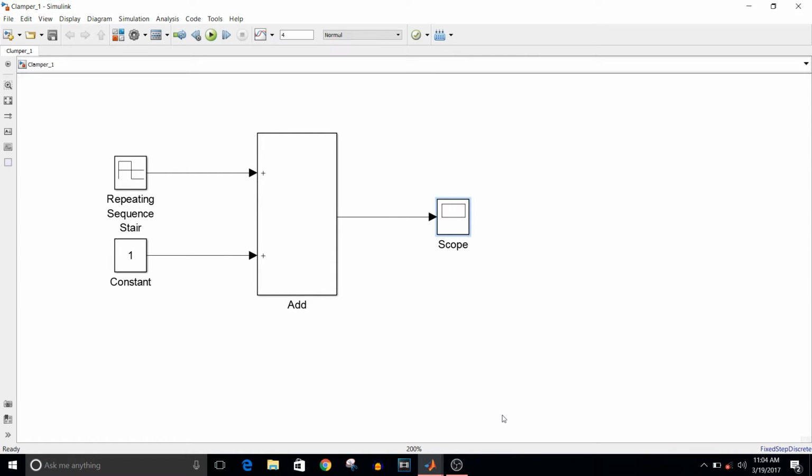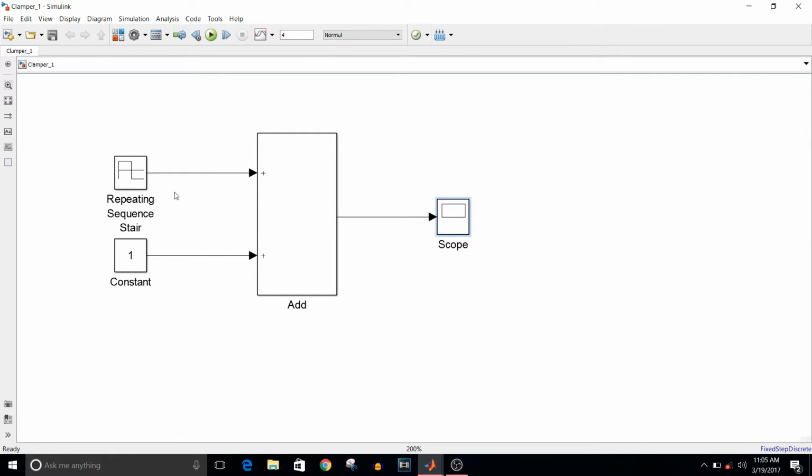Today we are going to see how to design a clamper in Simulink. So let's see how to do that. Basically, a clamper is used to take the negative or the positive peak of the DC signal to a desired value. So it can be designed just by adding a constant value to it, adding or subtracting.